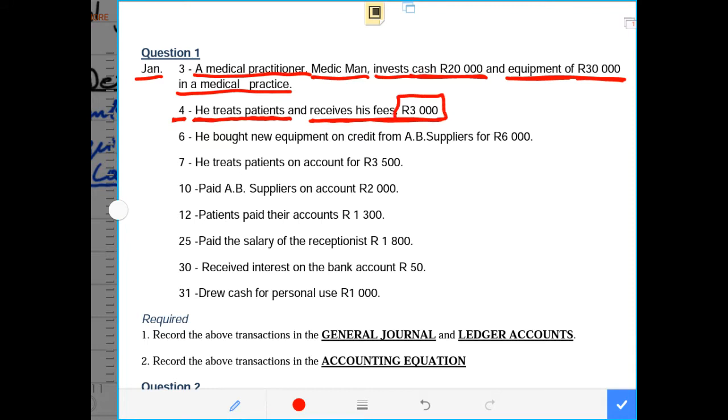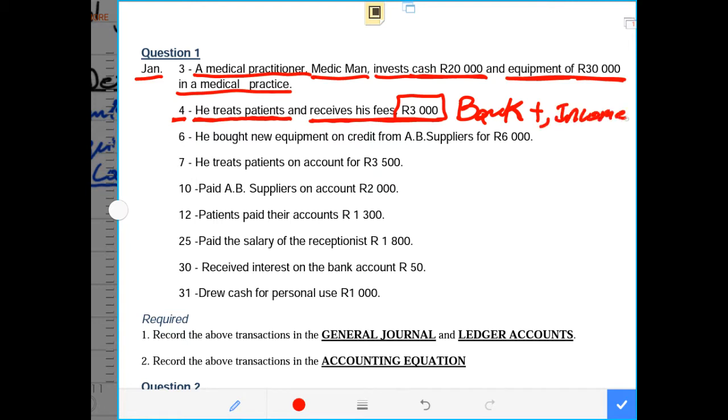So now that means obviously the bank account will be affected because money was received. So bank will increase. Why will bank increase? Because we received money from this customer. And secondly, our income will also increase.